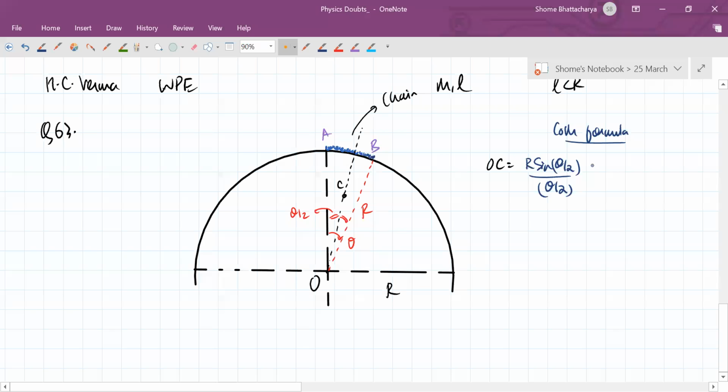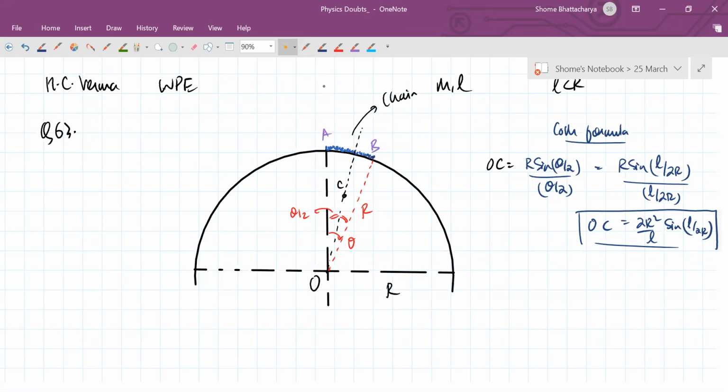If you remember this formula, you can apply it directly. So that will be R sine of half the angle. Now theta is the total angle subtended, which is L by R, so half of that is L by 2R. So OC is R sine of L by 2R divided by L by 2R, which gives 2R square by L times sine of L by 2R. That is the distance OC.